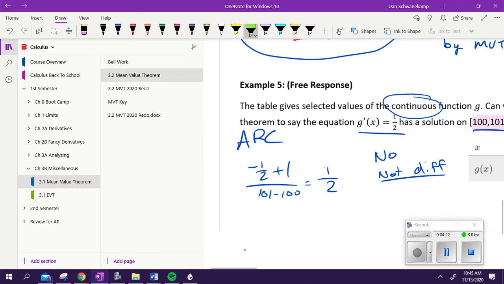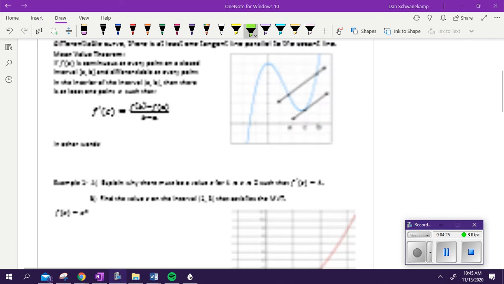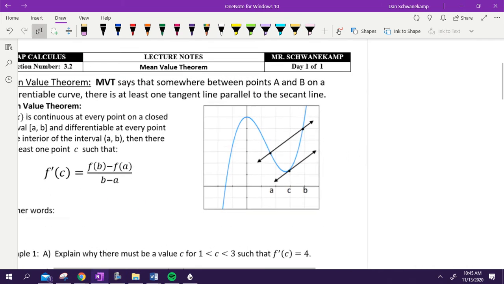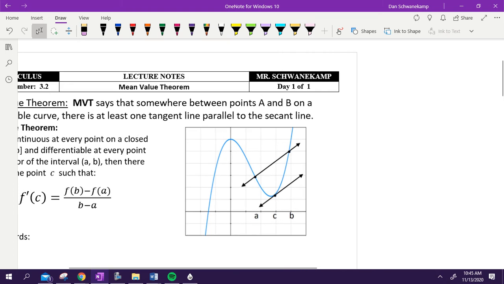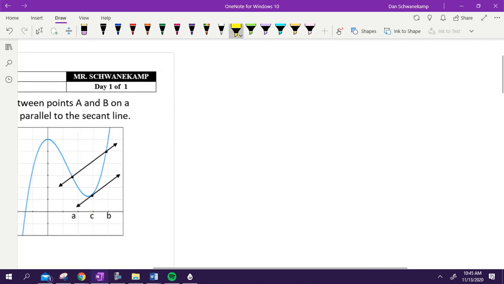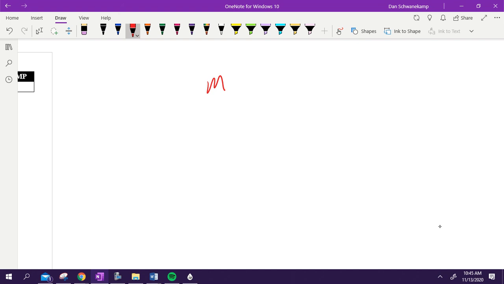All right, today we are talking about mean value theorem. This is a really important theorem that we're going to understand. And the whole idea with mean value theorem is this. Let's talk about the mean value theorem in terms of, has anyone ever gotten a speeding ticket before? Yeah, you got a speeding ticket. How fast were you going?